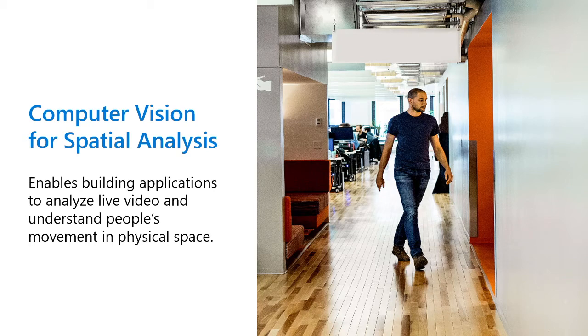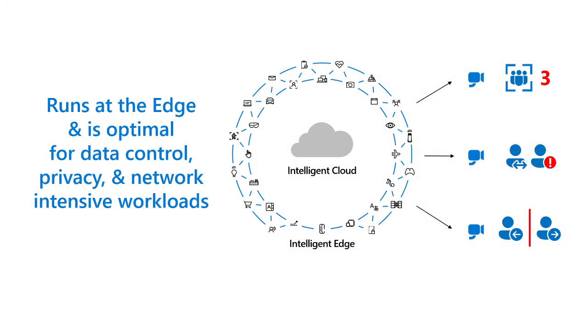With the input from a camera stream, an AI operation can do things like count the number of people entering a space or measure compliance with face mask and social distance guidelines. Spatial analysis is shipped as a Docker container and is optimal for data control, privacy, and heavy network traffic optimization. Spatial analysis brings the power of the intelligent edge to you and enables you to use the Azure cloud to create powerful business applications at scale.